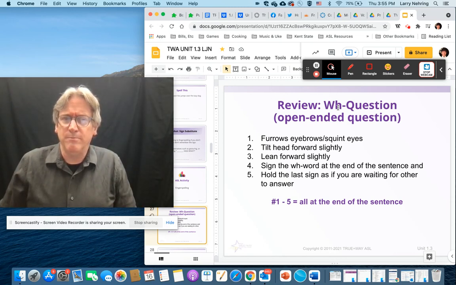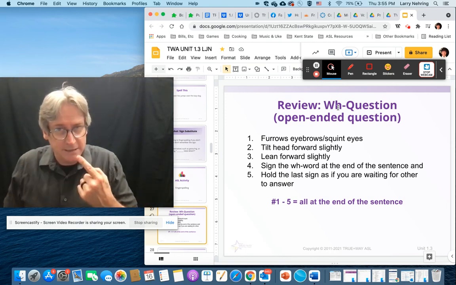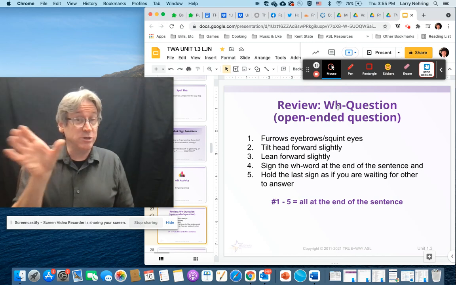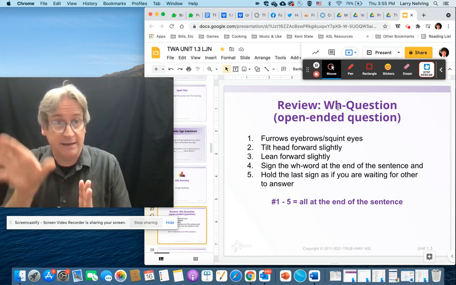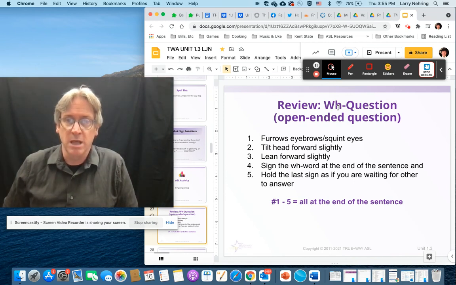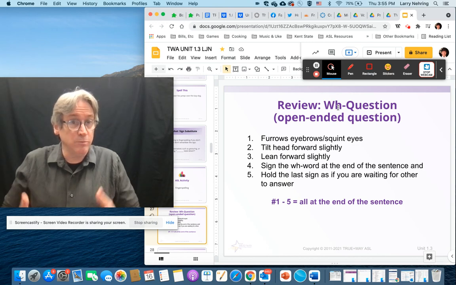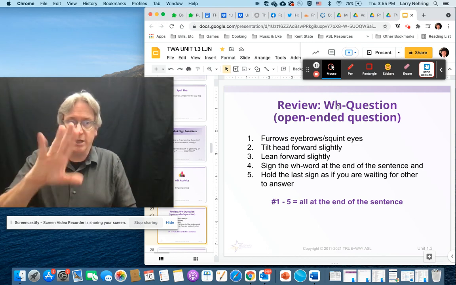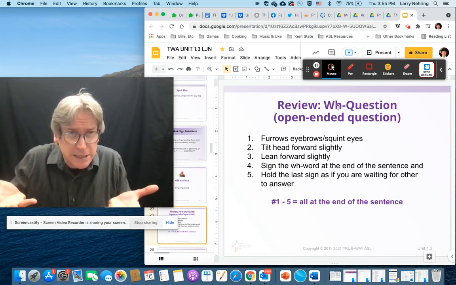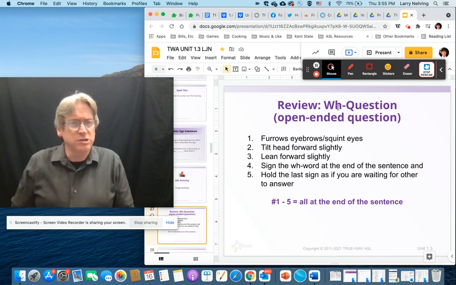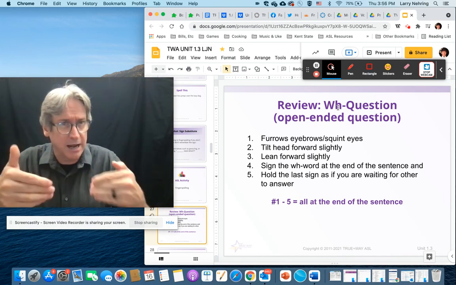So just be aware that we tend to lean forward a little bit when we're doing that and tilt our head. The WH word comes at the end of that sentence. So even if you've signed it at the beginning, you still want to sign it at the end. That's the important sign. Then hold the last sign to make it clear that you're waiting for an answer. Don't just say your name what. Go your name what, and wait until they start to give the answer and then respond. So pause there with the eyebrows down so they know, oh, this is a question and I'm supposed to answer it.